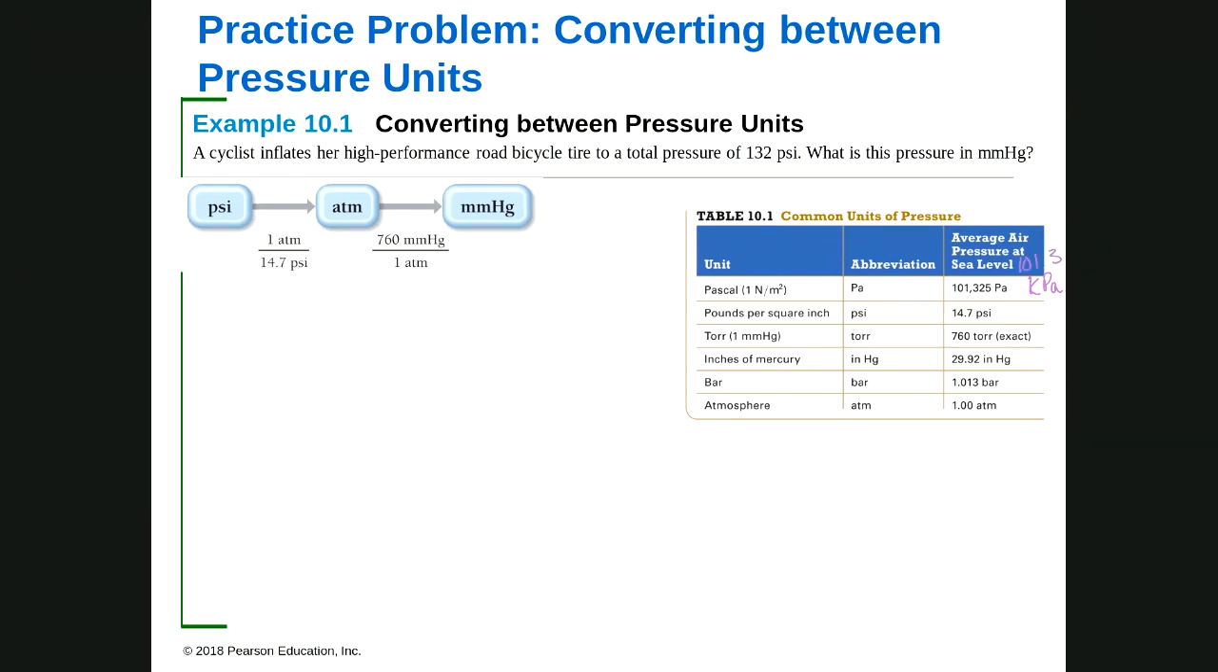I'm trusting, you know, it's 101,000 pascals at 101.3 kilopascals. Should come to you pretty naturally by now.